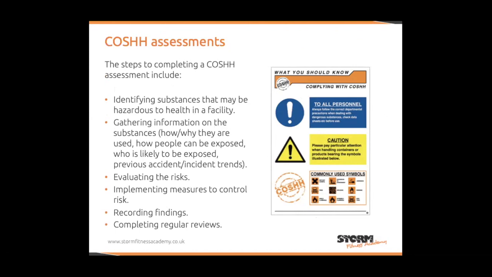A typical COSHH assessment follows the following steps. Identify the substances that may be hazardous to health. Gather all the information on that substance. Evaluate the risks. Implement measures to control the risk. Record the findings, and then complete regular reviews.